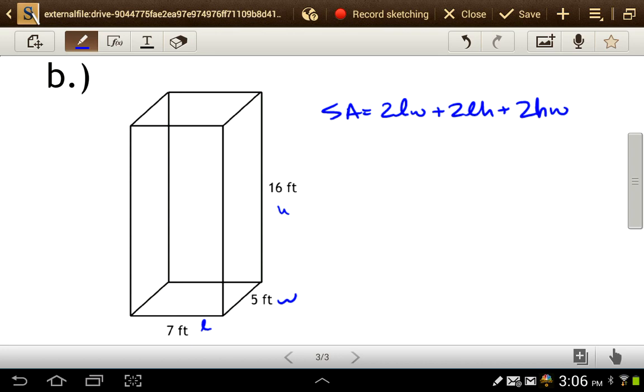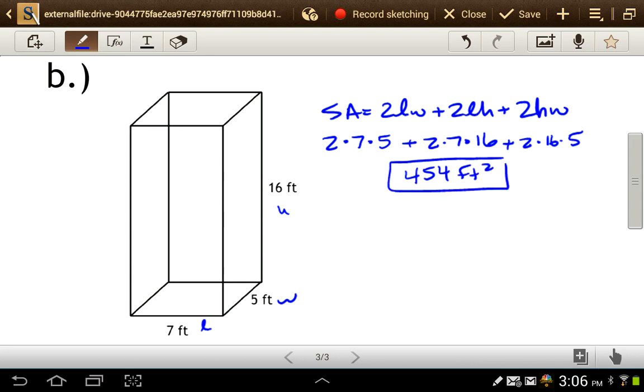Okay, so I'm going to plug these in. So I'm going to do 2 times 7 times 5. So that's my first part. Plus, and then I have 2LH. So 2 times 7 times 16. And then my third part, which is HW, I'm going to do 2 times 16 times 5. Put that in my calculator, and you should get 454 feet squared.